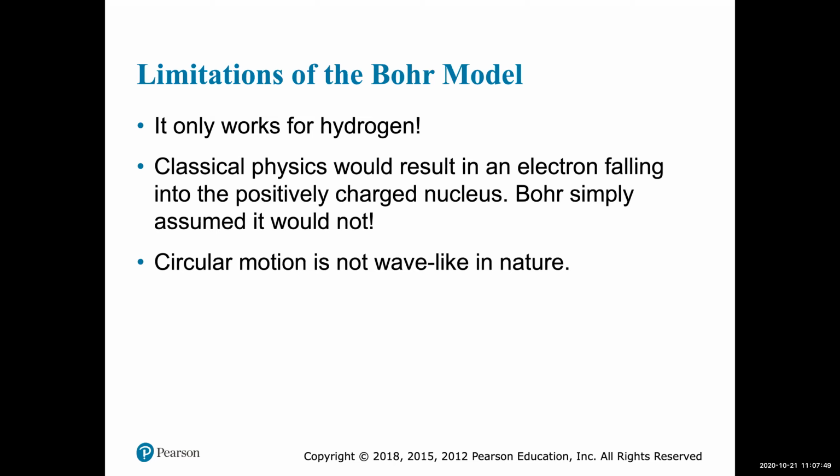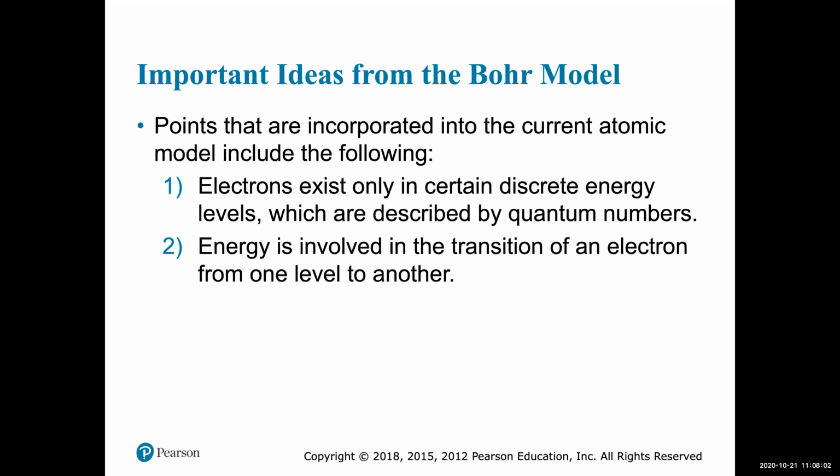And so that circular motion that he proposed turned out to not be correct, because as it was studied more, it turns out that the motion is more of a wave-like motion, and Bohr's model didn't predict that. But there were a few things that came out of the Bohr model that are still useful and are used today. One is that the electrons exist only in discrete energy levels. And that's where the quantum numbers we'll talk about in a few moments come into play. And also, energy is involved with the transition of an electron from one level to another.